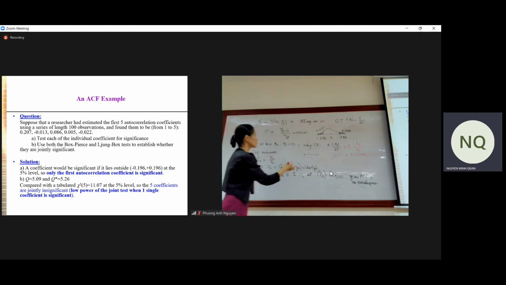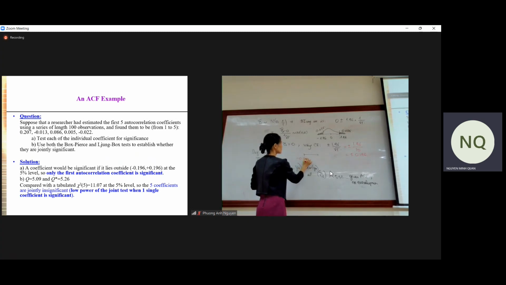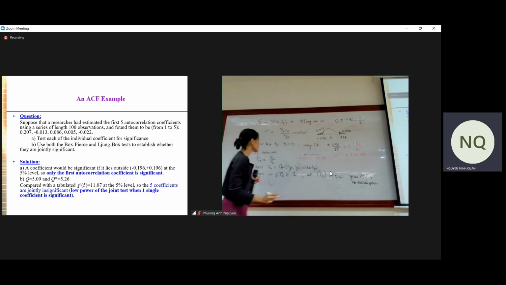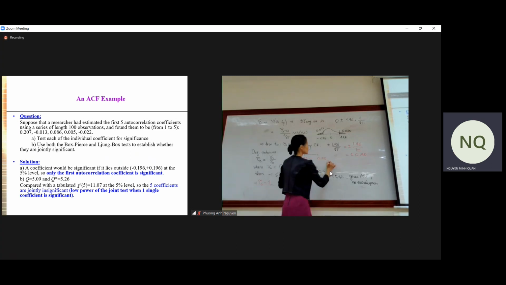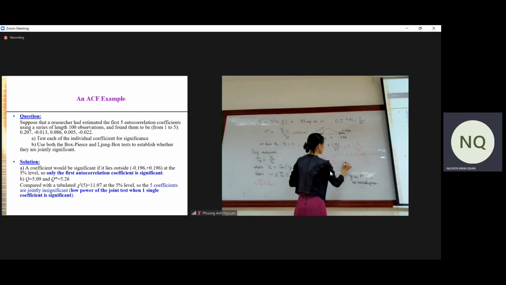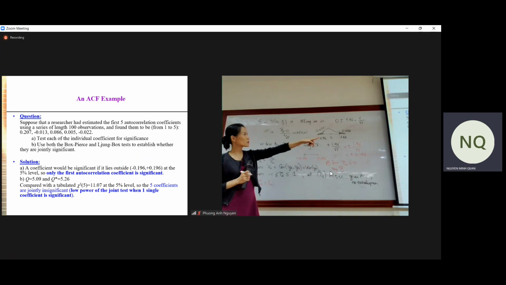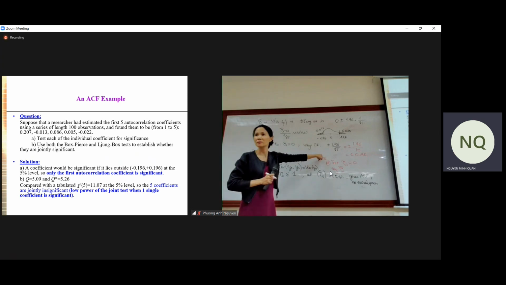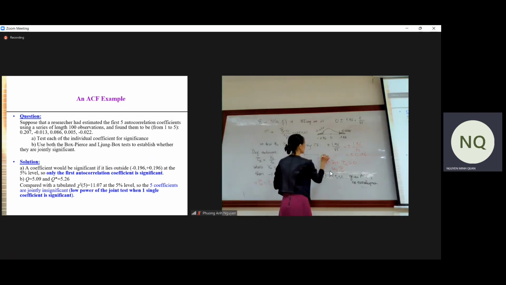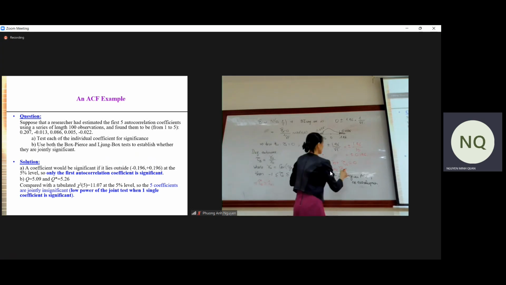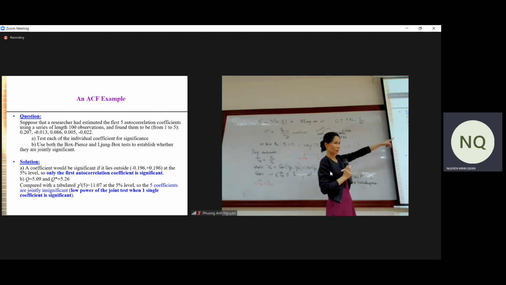Okay, now we can go again, 0.196. Clearly, question A, to test whether each tau s equals 0 or not, using tau s hat. First one, 0.207. It is outside the confidence interval. So clearly the first one is significant.